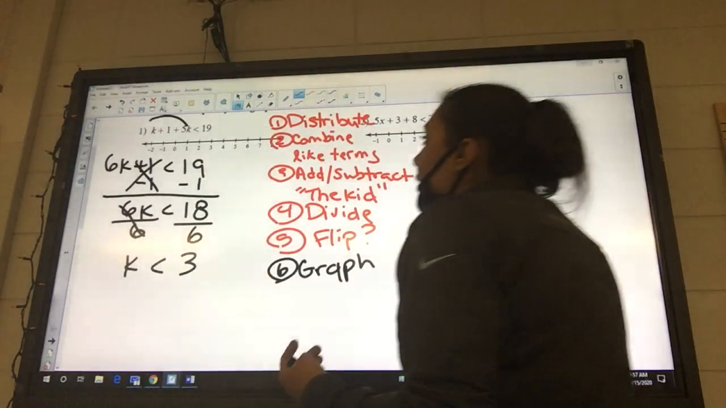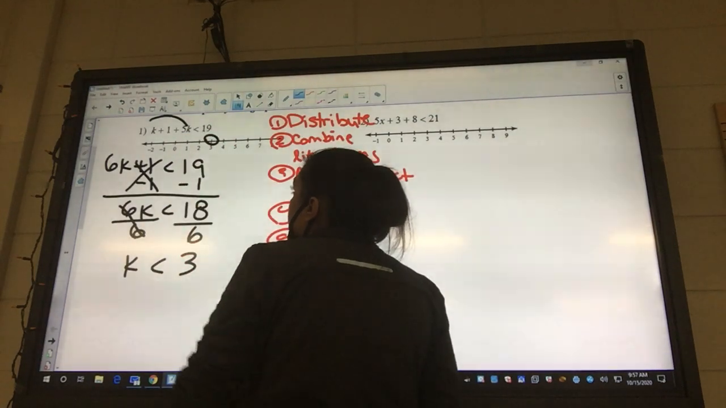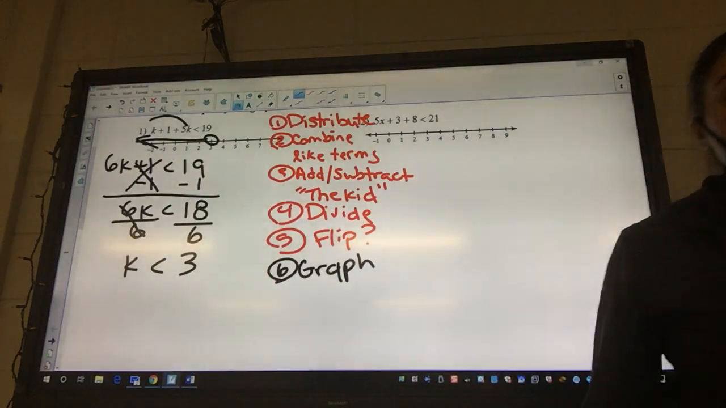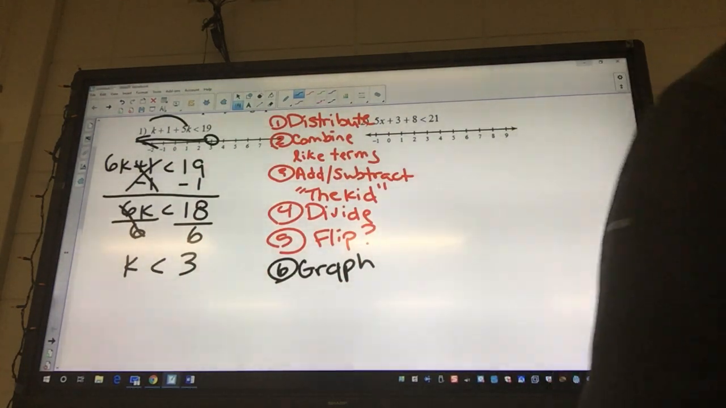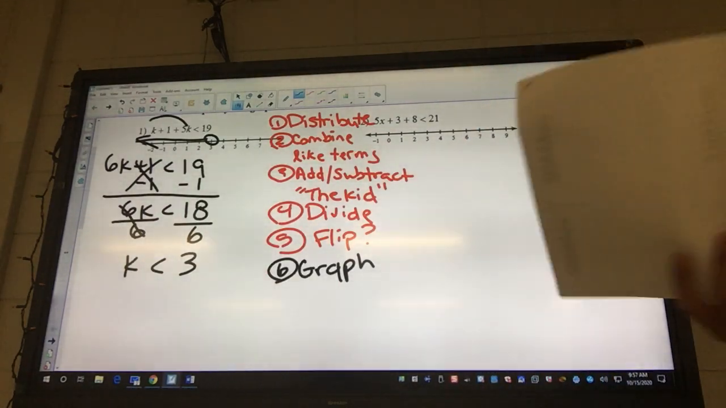So on the 3, should it be open or closed? Open. Going which way? Left. To the left. So it's nothing extravagant. It's nothing that we haven't done already. The only difference is I took an equal sign out and put an inequality in there.